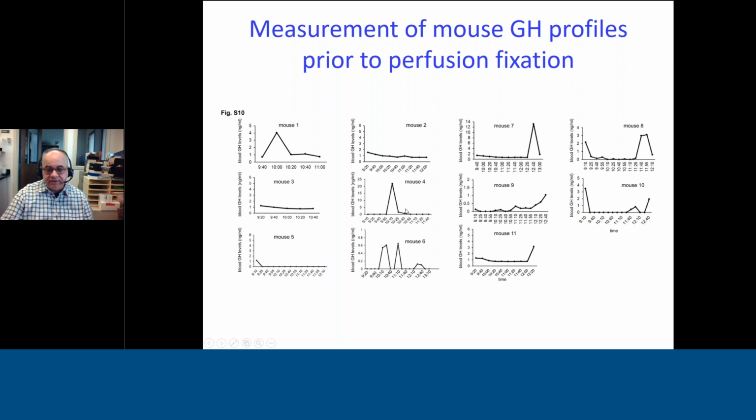Other mice, we see clear peaks, but at the time of sacrifice, they are in a trough period. And then there were some that we get, unfortunately, as you can see, the secretion peaks are very short, that we got on that rising flank of the peak, which means when we then, about 10 minutes later, perfused the animal, it was on the peak.